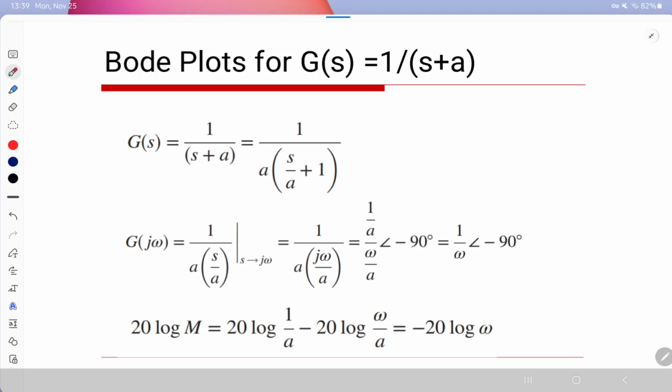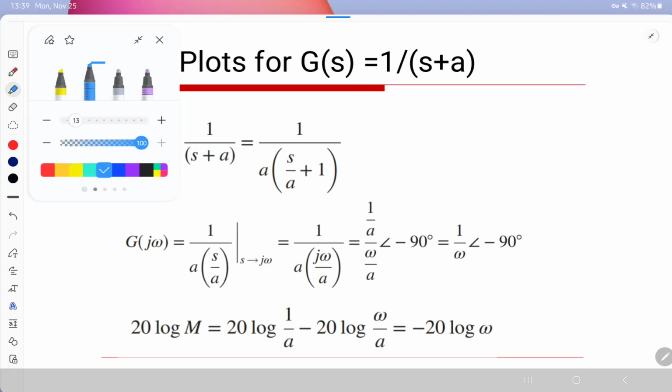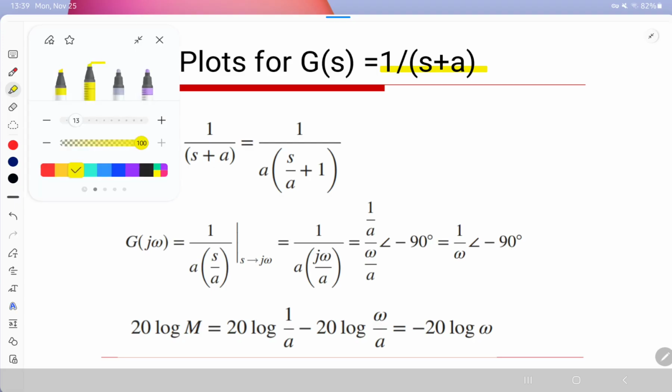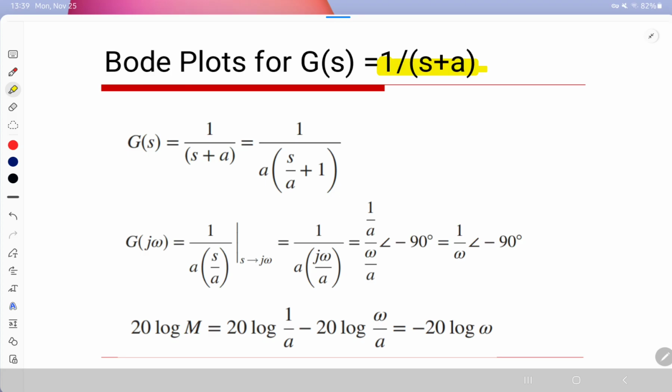Okay, so now this is part D. Let's try plotting G equal 1 over S plus A. So it is pretty much the same as the previous one. However, at this time, instead of 0, the pole is at S equal minus A. Now the pole is at S equal minus A.